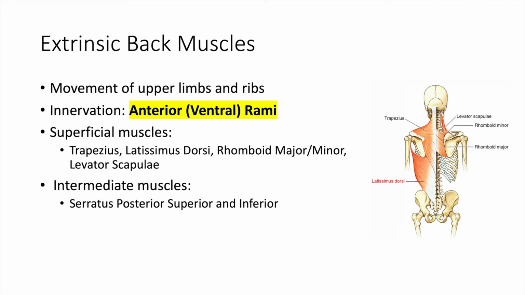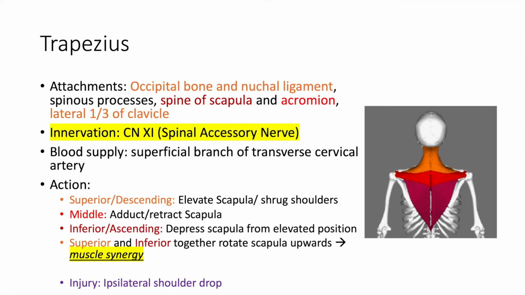So the superficial muscles are trapezius, latissimus dorsi, rhomboids major and minor, and levator scapulae. The intermediate muscles are serratus posterior, superior and inferior. So don't worry, we're going to go through all of these. Here's my traps. Don't worry as much about the attachments, but it's important to know where it's located generally.